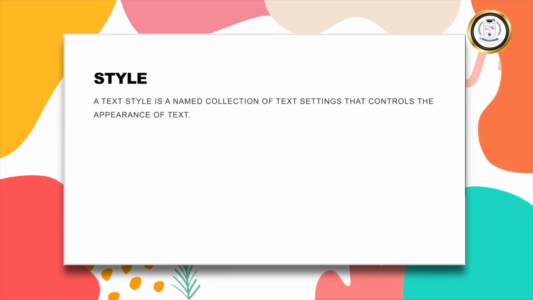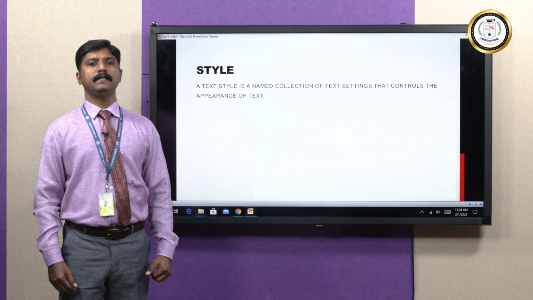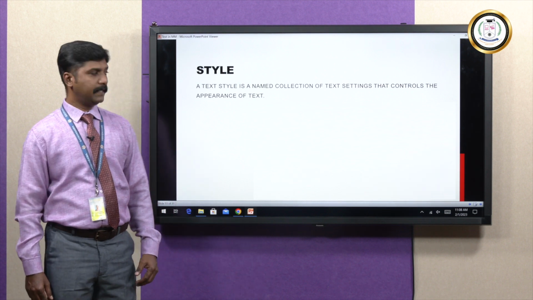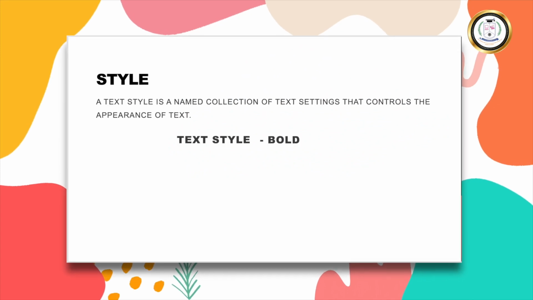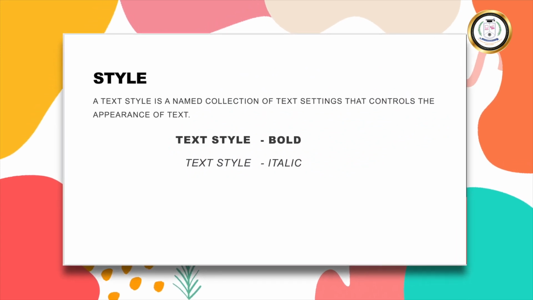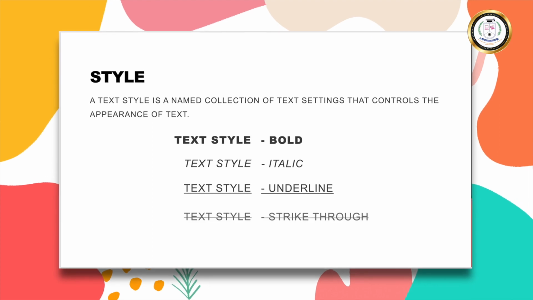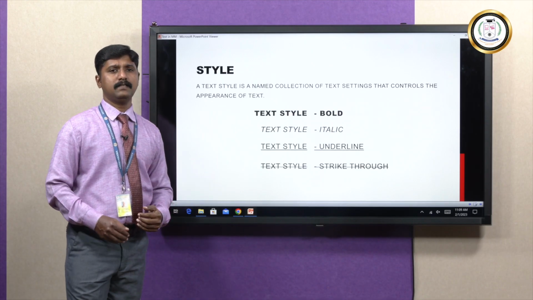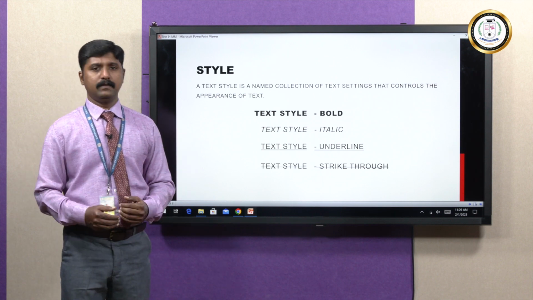Next is style. A text style is a named collection of text settings that control the appearance of text. You can see bold text, italic text, underline and strike through. These are all styles to be used when it is really needed.